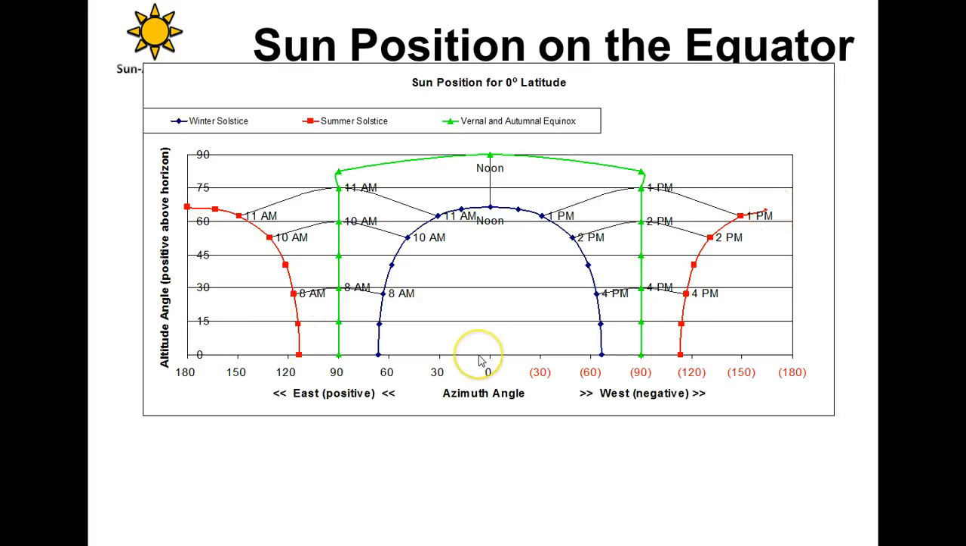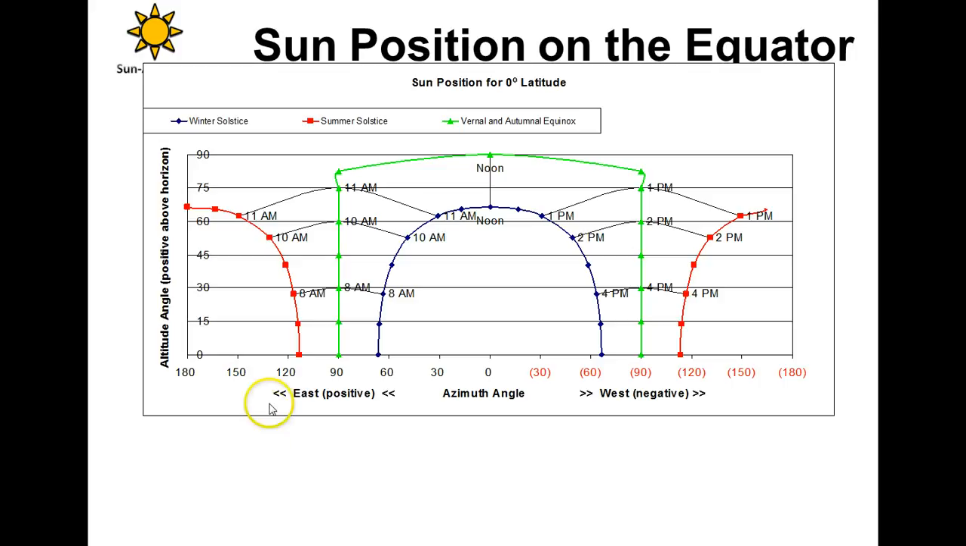For example, where will the sun be at noon on the winter solstice? What will be the azimuth angle and what will be its altitude angle? The winter solstice blue line is shown here. There is the time noon shown, 8 a.m., 9 a.m., 10 a.m., 11 a.m. and noon. The azimuth angle, as you can see, is 0 degrees, and the altitude angle is approximately 70 degrees.